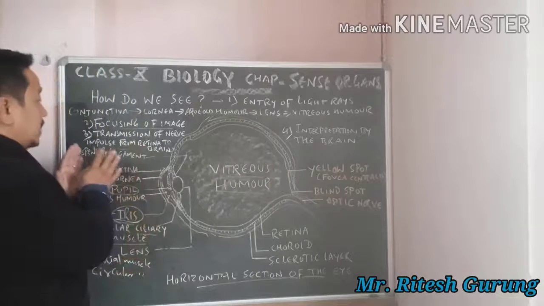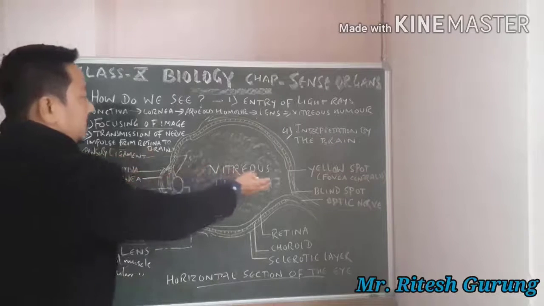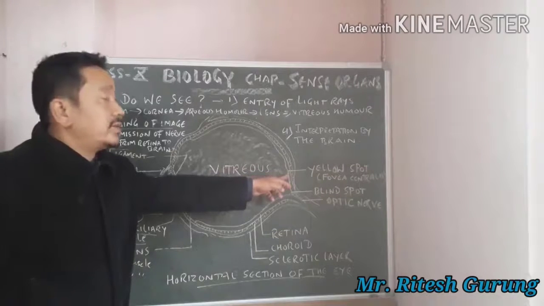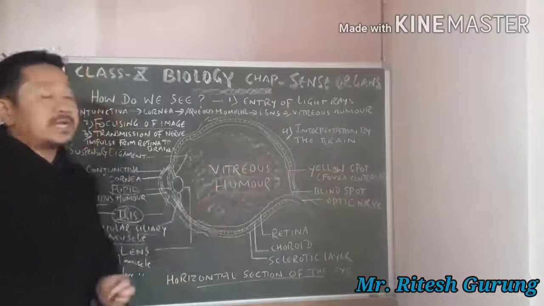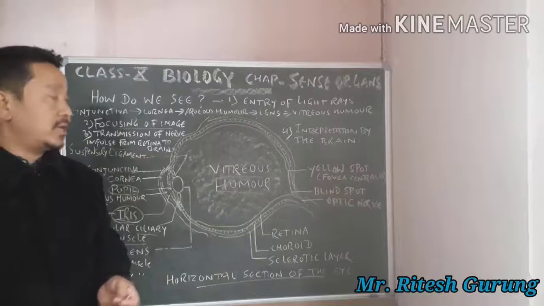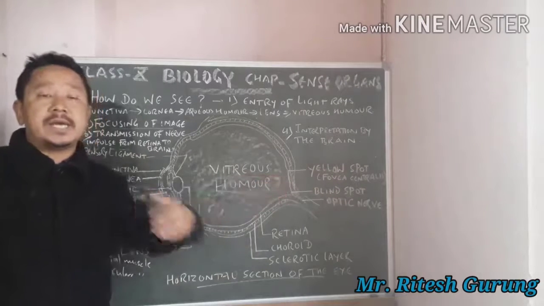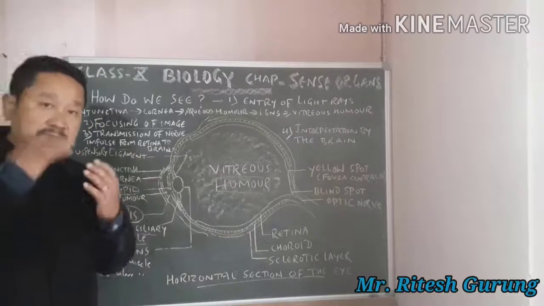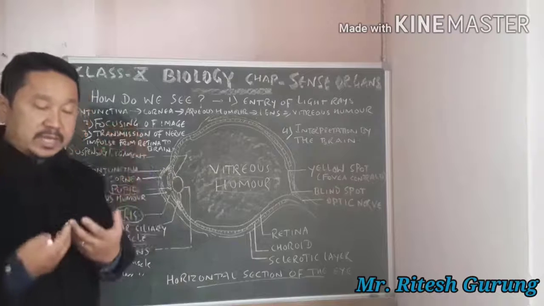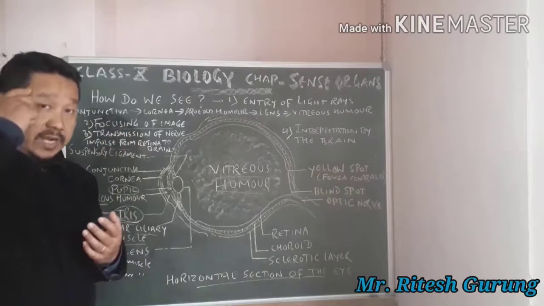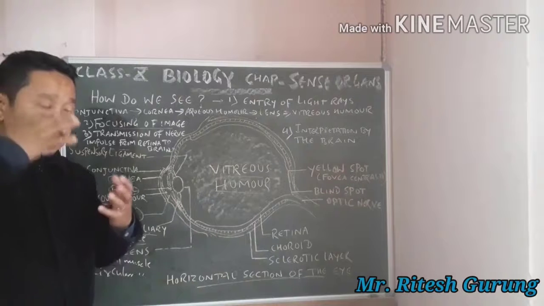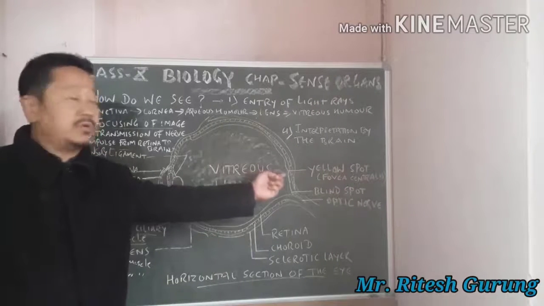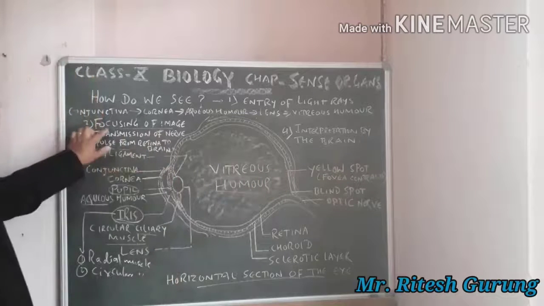That way the light rays are converged to meet at one point of the retina, and there on the retina the image is formed. The image formed on the retina is inverted and real. Inverted means upside down. This is my upright position, but when I stand out here with my head down, that is inverted. So that inverted image is formed here on the retina. That is your focusing of image.